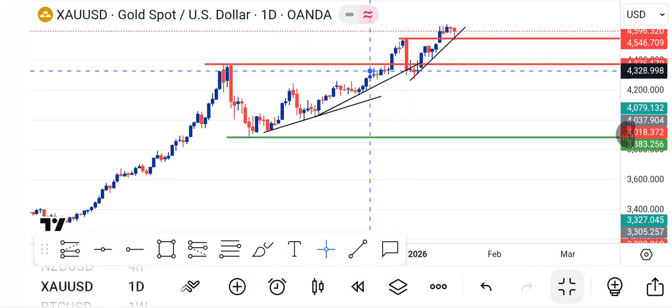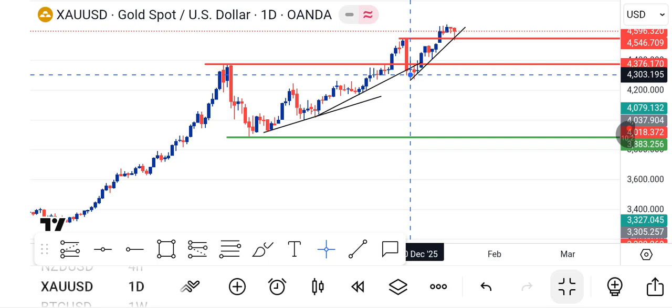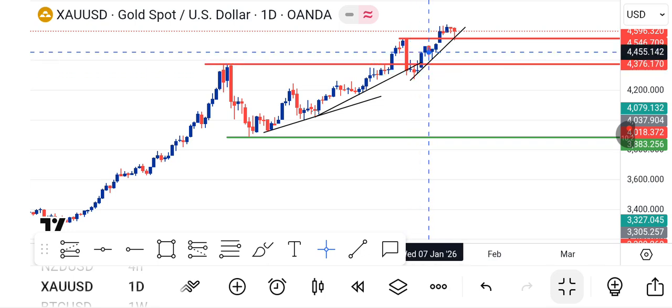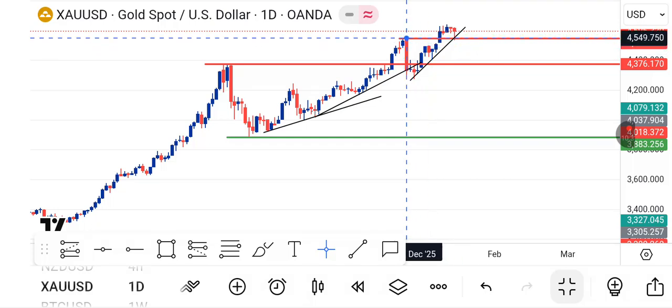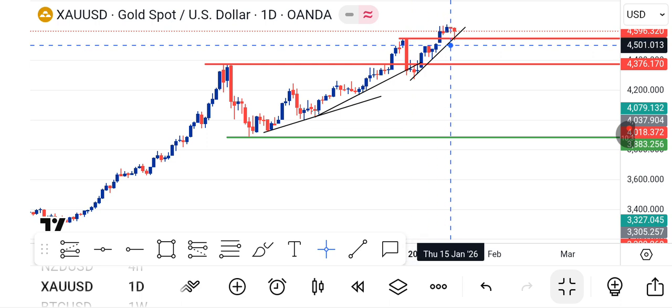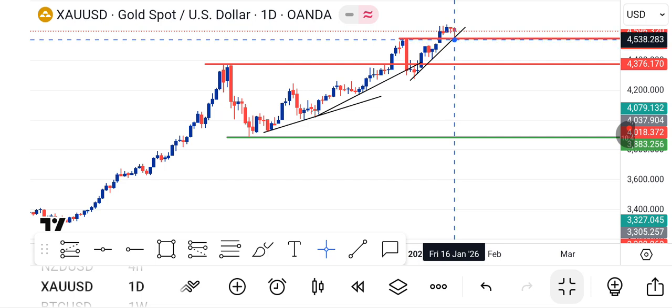It has broken this one here. So it needs to come back to retest it in order to move up. Now when it moves up again, after it retests and moves up, it needs to break this high. And whenever it breaks this high, it needs to come backward and retest it. Yes, the highs and lows. So this is what happened.